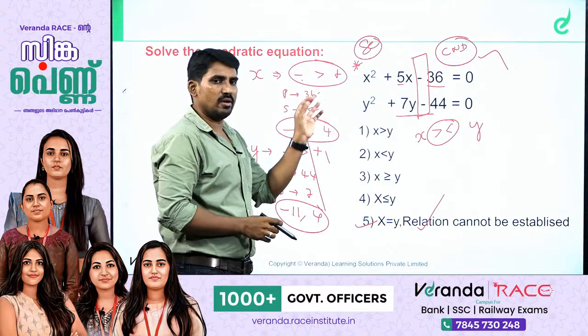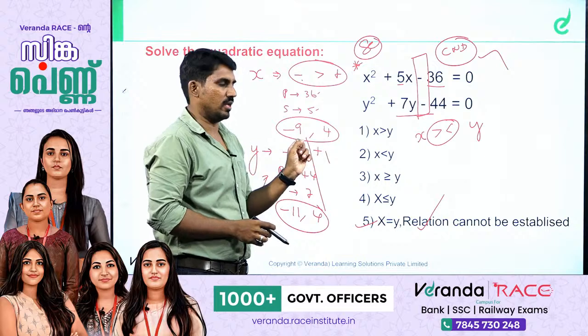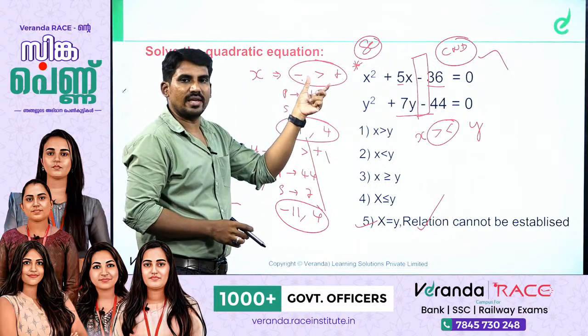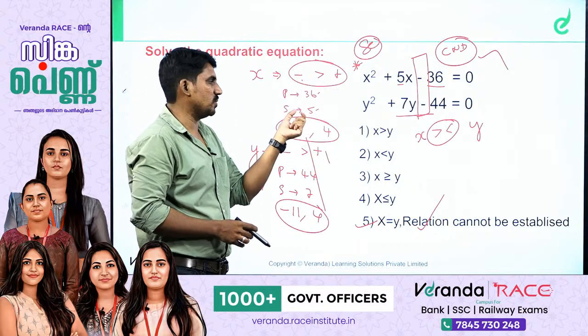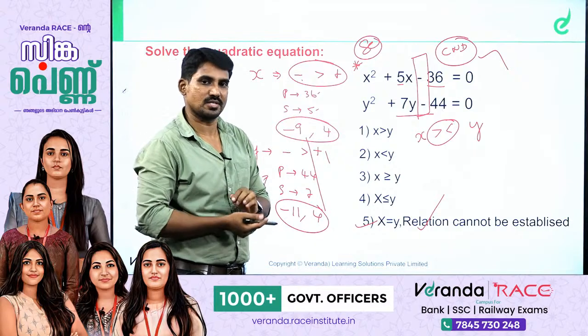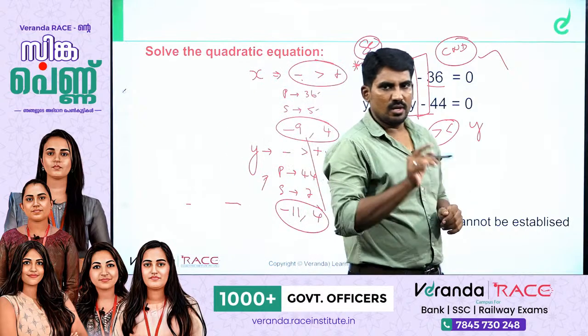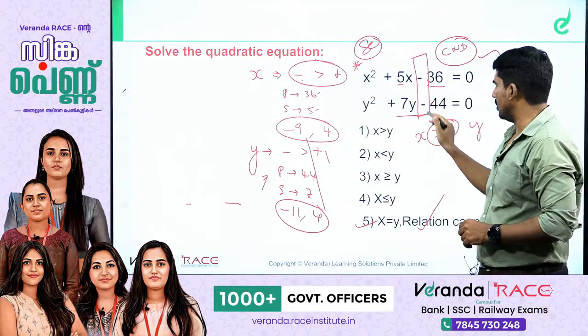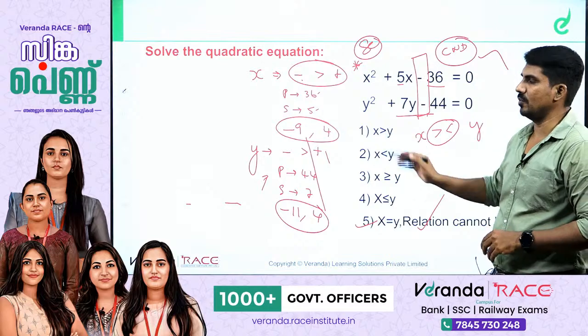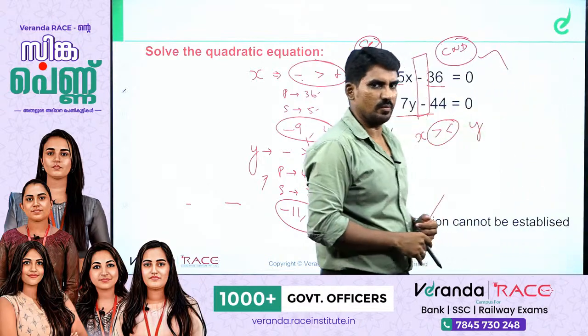Clear? But why have I worked it out? You should know the sign change concept: plus minus means the middle number is the difference. That concept everyone should understand, so I have worked it out. But what is the shortcut here? Before C, minus is there. Always the answer is cannot be determined, right?